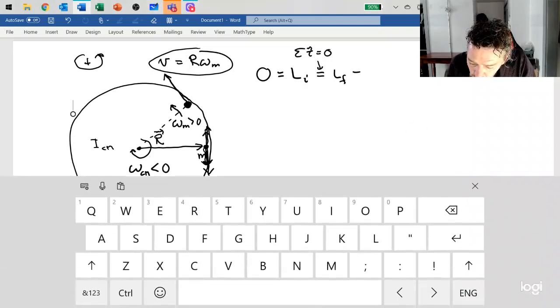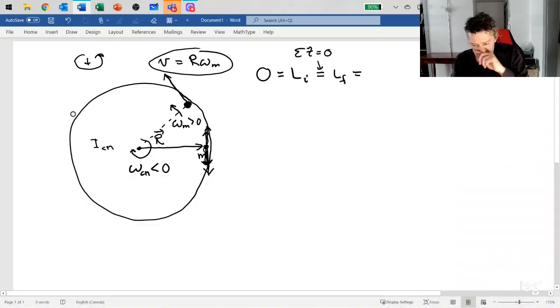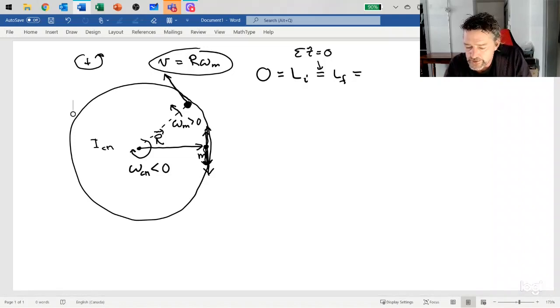And then we just need to figure out, what is L final? Well, for L final, angular momentum is I times omega. There's positive, counterclockwise angular momentum in the person, and negative, clockwise angular momentum in the merry-go-round. So for the person, we just go I omega. I for the person is m r squared. That's just a point mass m located at a distance r away from the axis of rotation, so m r squared is the moment of inertia for the person, times their angular velocity. And their angular velocity is omega m, and this omega m is positive.